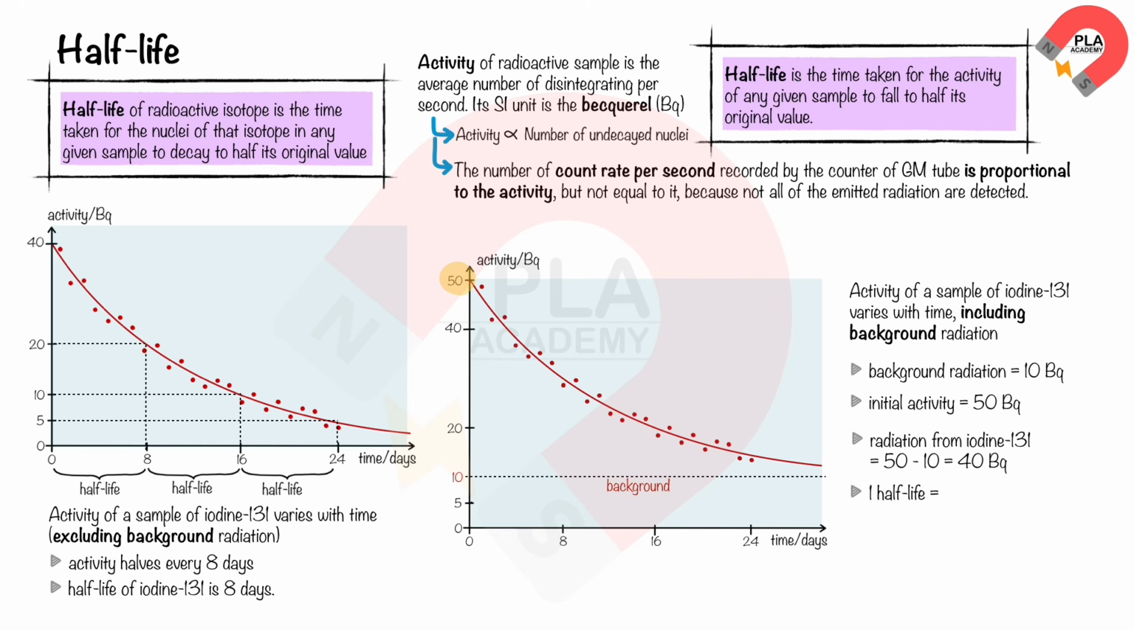Half of the initial activity of the radioactive sample is 20 counts per second. Adding the background radiation to 20 gives us 30 counts per second. This point can be marked on the graph to indicate the half-life of iodine-131, which is 8 days.